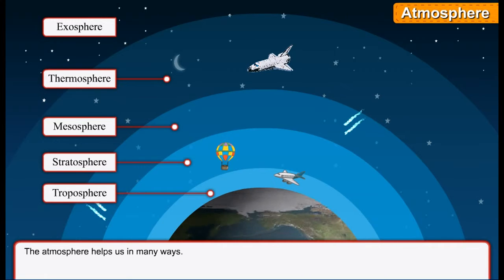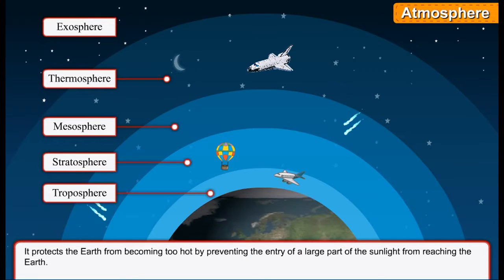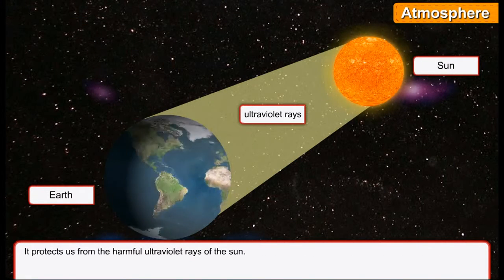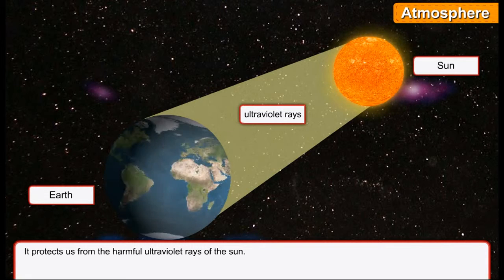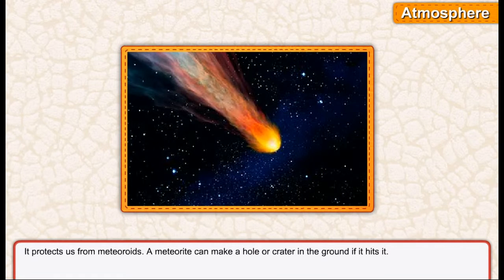The atmosphere helps us in many ways. It protects the Earth from becoming too hot by preventing the entry of a large part of sunlight from reaching the Earth. It protects us from the harmful ultraviolet rays of the sun. It protects us from meteoroids. A meteorite can make a hole or crater in the ground if it hits it.